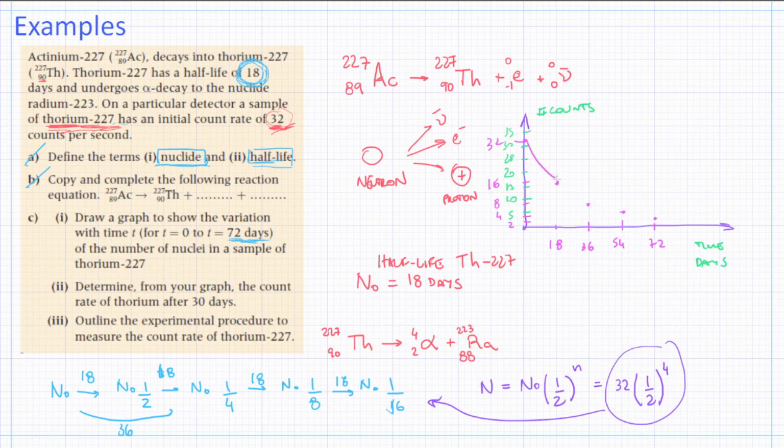And we should be able to pretend that it's a nice line. Okay, so those are our points. And there you go, that's a drawing a graph to show the variation with time t. Now determine from your graph the count rate of thorium after 30 days.